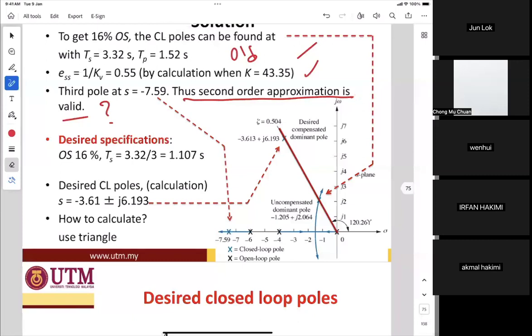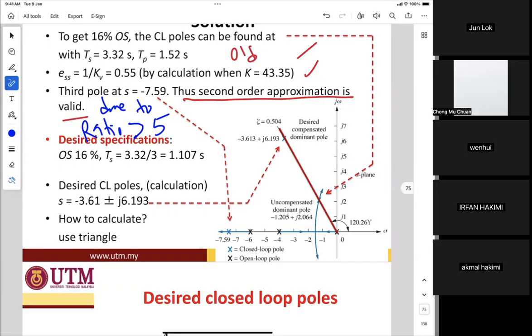So you have to put a notation here. Due to ratio greater than 5. Okay. Everyone understand?